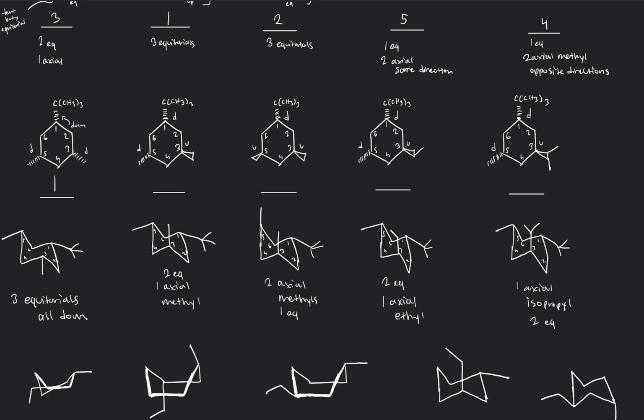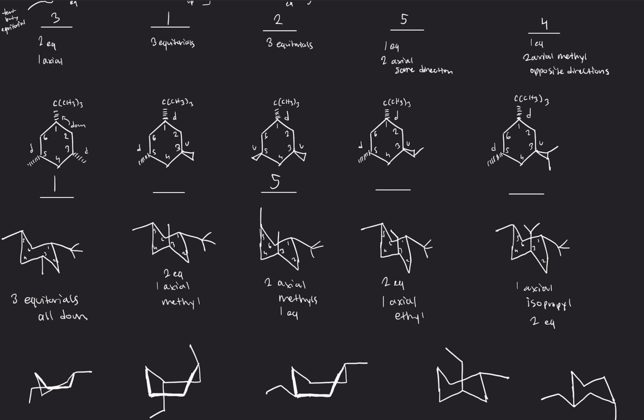But anyways, 2 axials is a big no-no because of diaxial interactions. I actually don't know if that would count as diaxial, but 2 axials is a big no-no. So that would actually be 5. The rest of the cyclohexanes only have 1 axial substituent, and they just have different sizes.